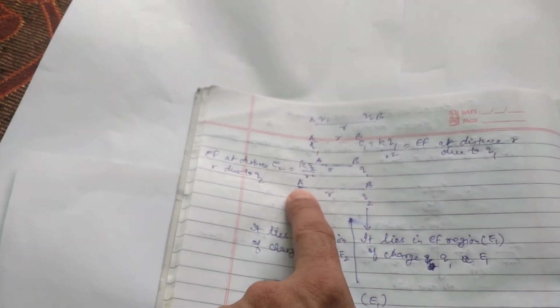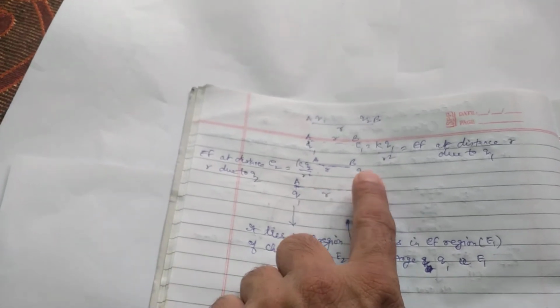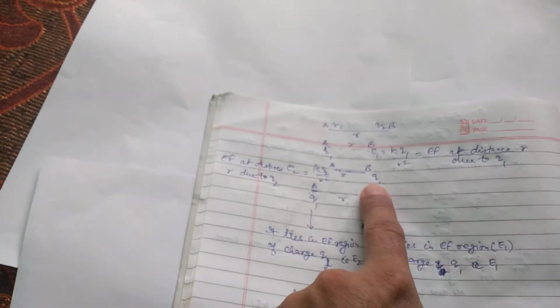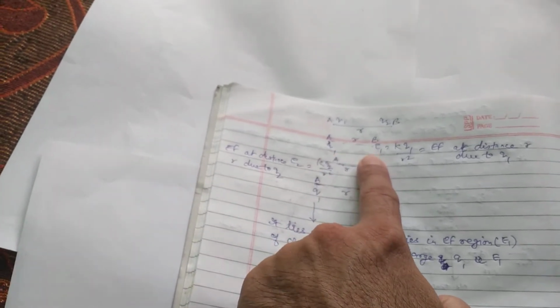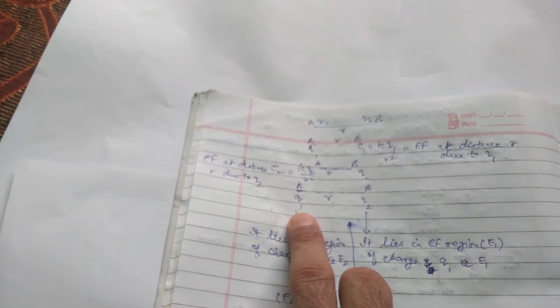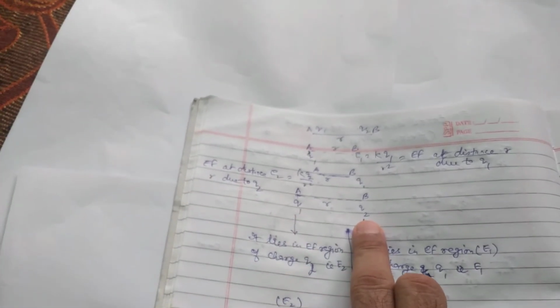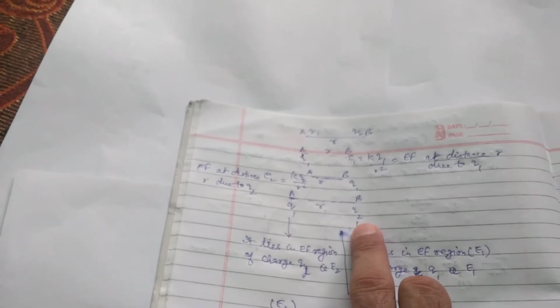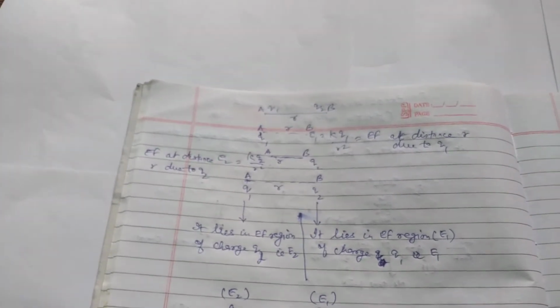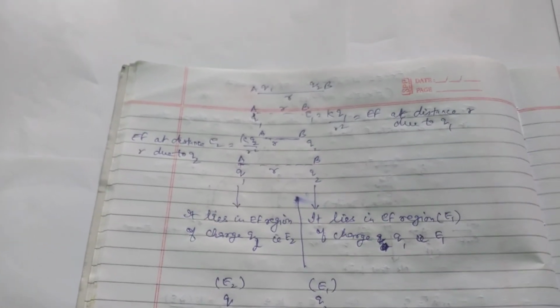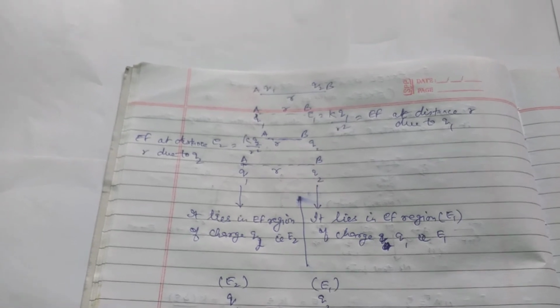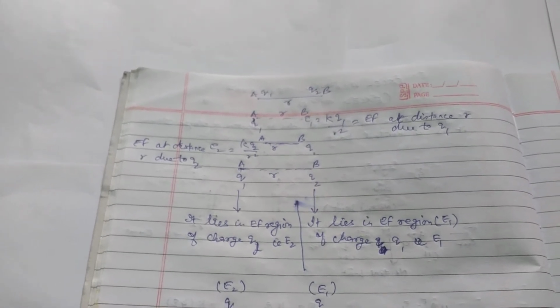So at A, the electric field is due to q2. Similarly, at B, electric field is due to q1. So therefore, charge q1 lies in the electric field region of q2 and charge q2 lies in the electric field region of q1. So what does it mean? It means that both these charges are lying in the electric field region of each other.